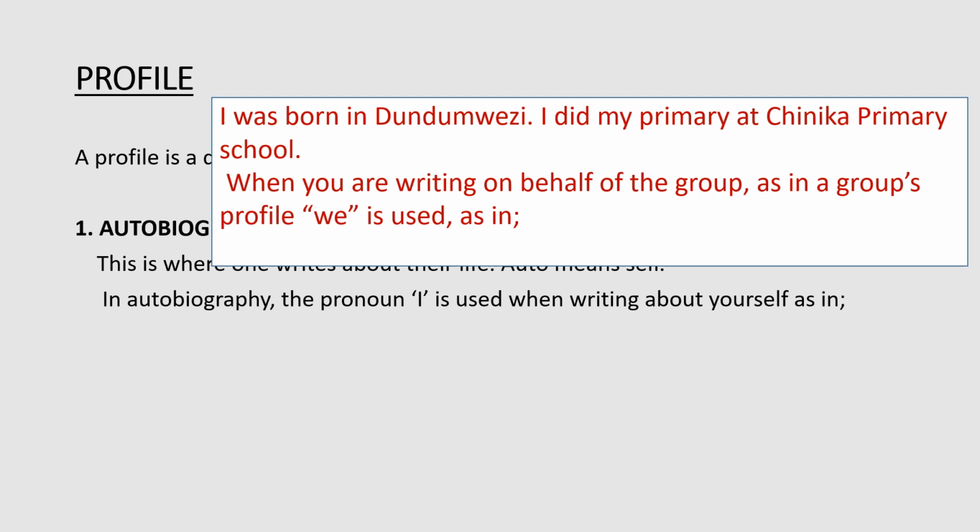Sometimes it can be a group of people, so you're writing about yourselves. In that case, you have to use the we. When you're writing on behalf of the group, as in a group's profile, we is used, as in we started out in Kamwala and here we are.